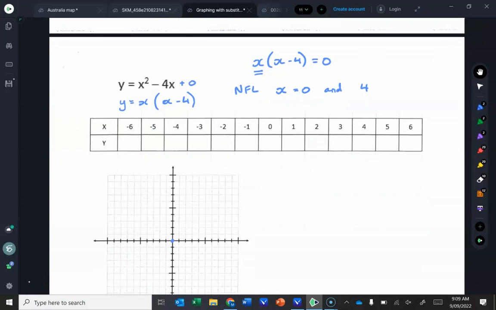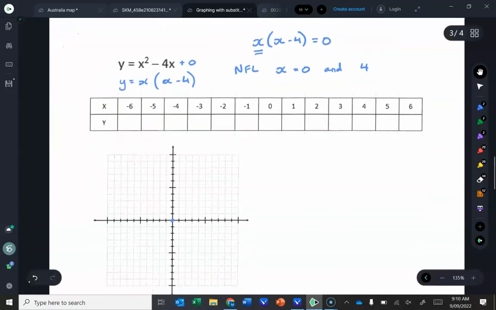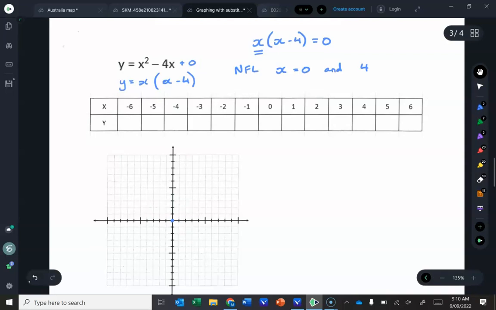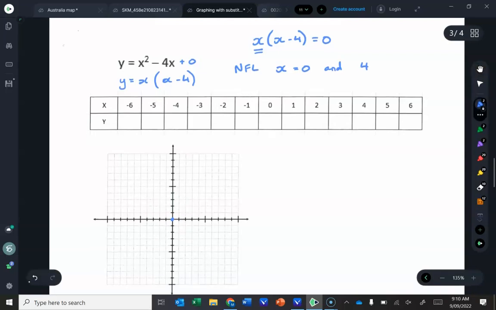It's awesome. By null factor law, I've worked out here that my x-intercepts are 0, which I've already marked here, and positive 4, which I'll mark in here. So they're my two x-intercepts. In this case, it's also my y-intercept because this is where it's passing through. So that satisfies both the x and the y-intercept because it's going through the origin.